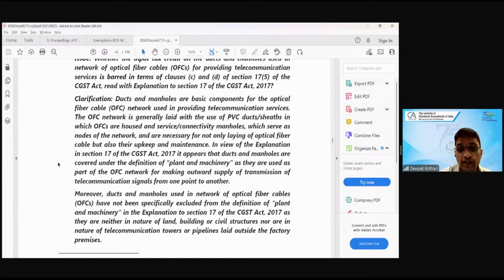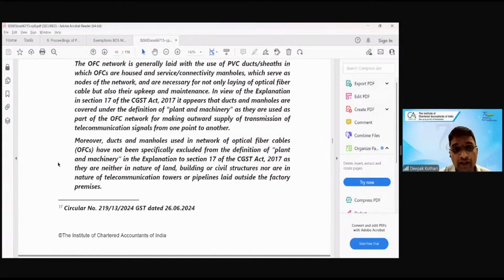So in terms of section 17, such ducts and manholes are basically plant and machinery, as they are used as a part of the OFC network for making the outward supply of transmission of telecommunication signals from one point to another. Not everything comes directly like DTH, which comes from the satellite, right? But internet and telecommunications don't come from satellite. It has to be laid down through wires, and from the wire, our Wi-Fi connectivity comes, right? So the wire has to be laid down from the towers till our place where we want the network. That's why these wires are part of the service which the telecommunication company provides. That's why this is very important.